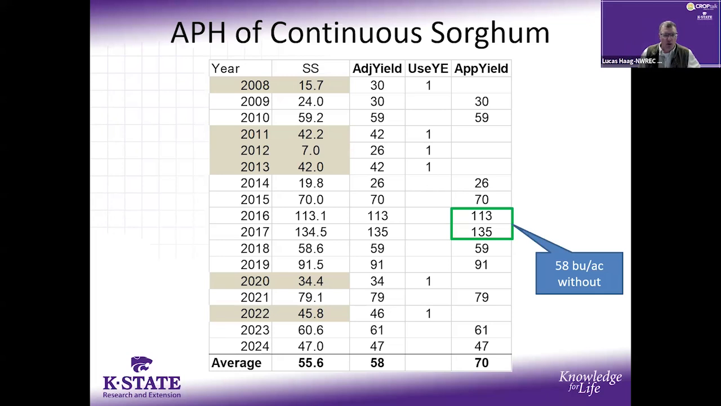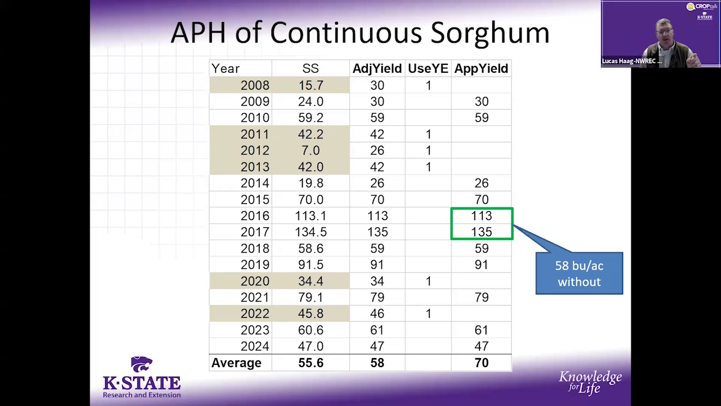So our true average in this treatment has been 55.6 bushel. Adjusted yield, basically using that 60% of T as a floor, gives us an APH of 58. And if I use yield exclusion, that gives me an APH of 70. So basically, I can insure 70 bushel sorghum, even though my long-term average is really 55 in this particular example. And so that's part of what's driving those higher net returns for that continuous sorghum treatment.